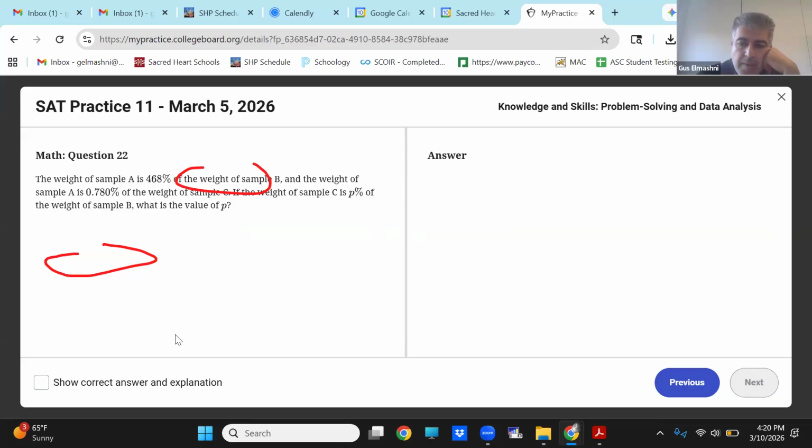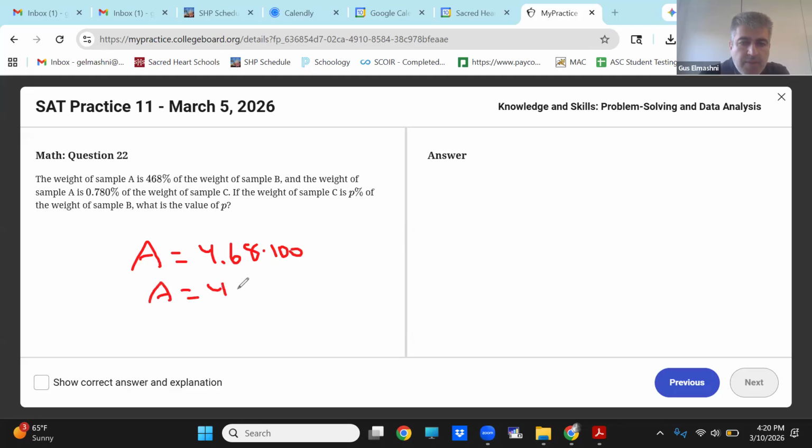And last thing we'll talk about is this one here with percentages. They say that A is 468% of B. So let's say A equals 4.68 times B. And let's say B is 100. So A is 468. And remember, B is 100. Then A, which is 468, is 0.78%. So that's 0.78 divided by 100, because I always do percentages over 100, times C.